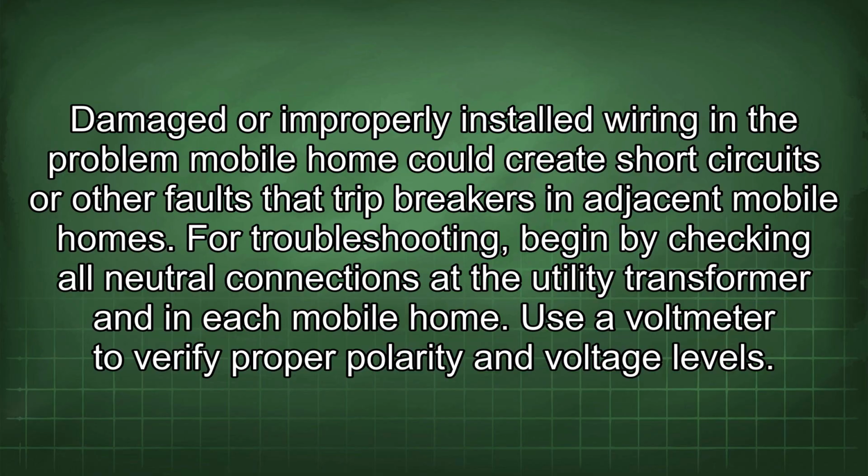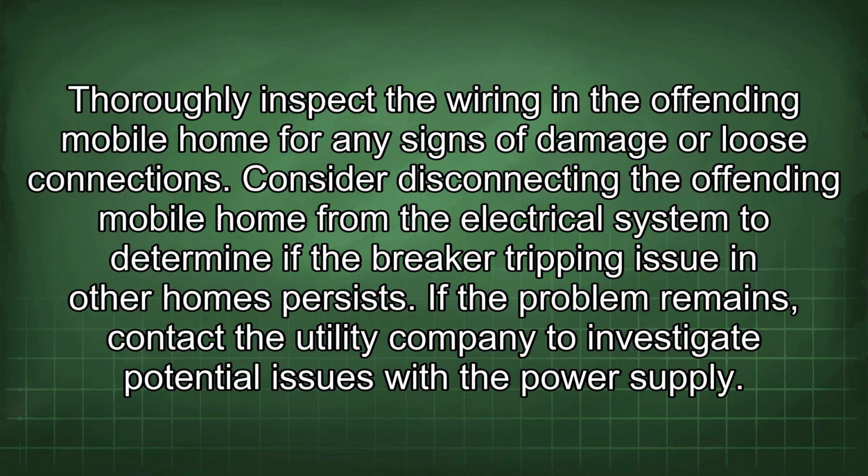For troubleshooting, begin by checking all neutral connections at the utility transformer and in each mobile home. Use a voltmeter to verify proper polarity and voltage levels. Thoroughly inspect the wiring in the offending mobile home for any signs of damage or loose connections. Consider disconnecting the offending mobile home from the electrical system to determine if the breaker tripping issue in other homes persists. If the problem remains, contact the utility company to investigate potential issues with the power supply.